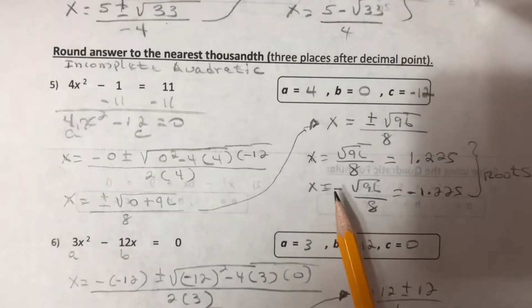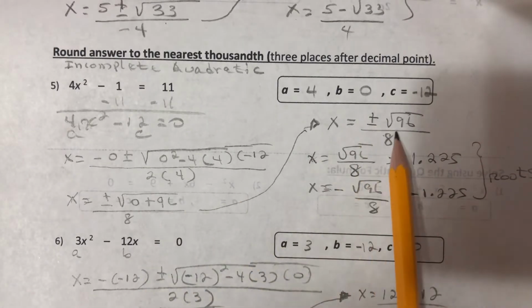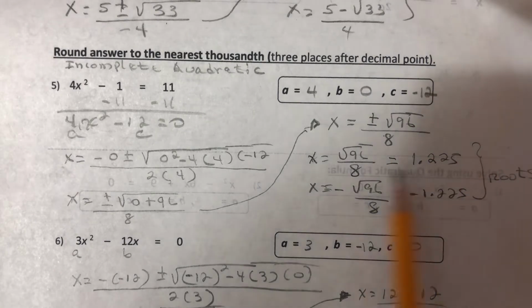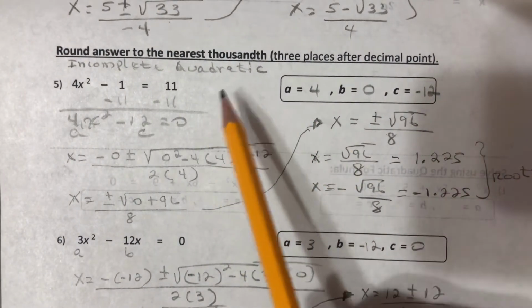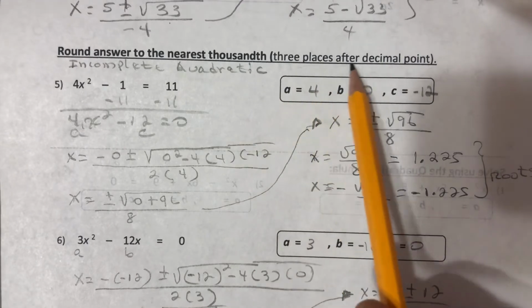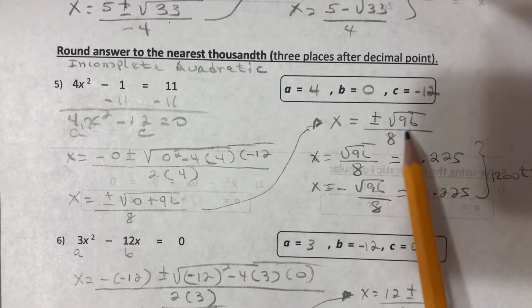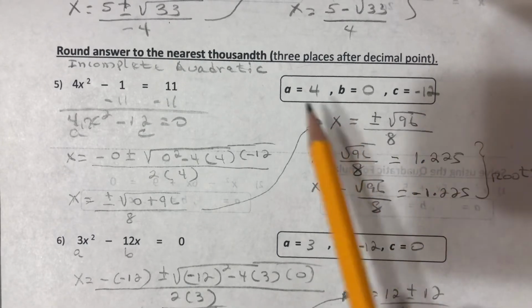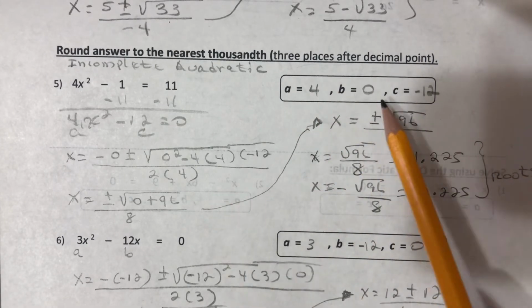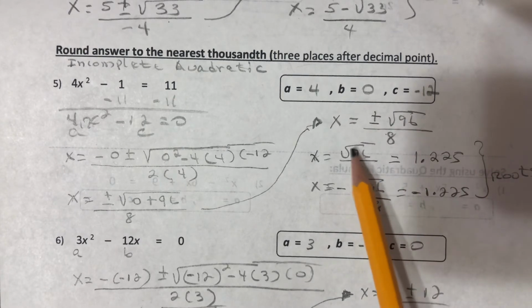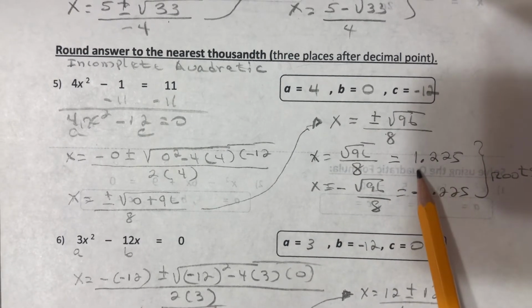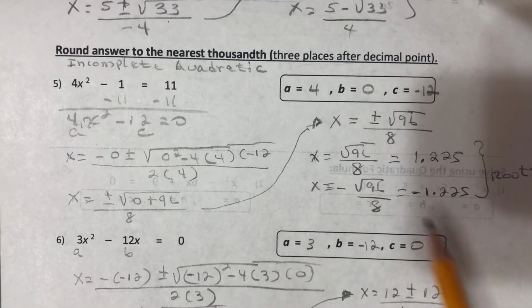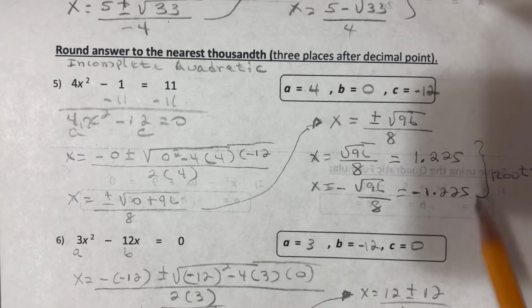So continue the process. You're going to end up with plus minus radical 96 divided by 8. 96 is not a perfect square. And because they want us to round it to the nearest thousandth, which is 3 places after the decimal point, you don't have to simplify, although you can simplify that. They might ask you for the simple radical form, but they're telling you to do decimal, so you can do it right away. You just put radical 96 divided by 8 on the calculator, and you're going to get positive 1.225, and the negative side is going to be the opposite root, negative 1.225. So that should be your 2 roots.